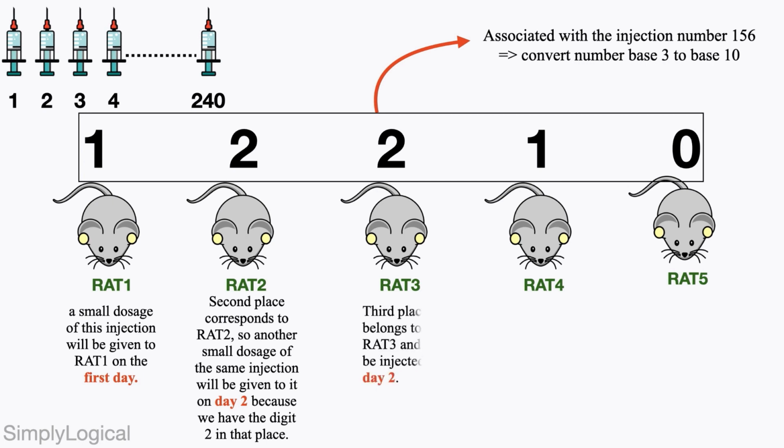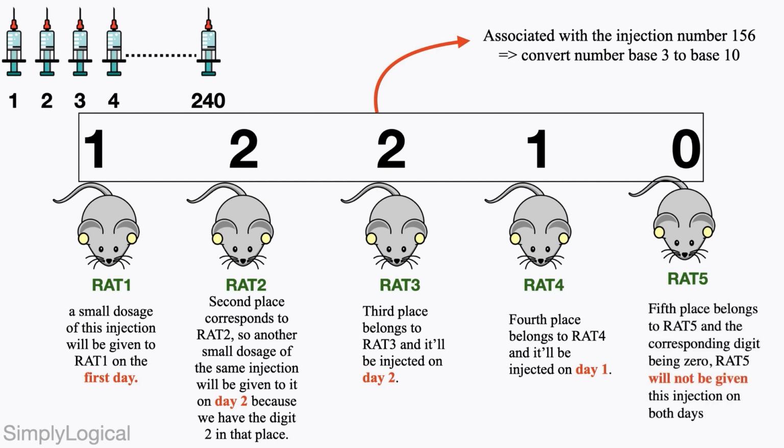Third place belongs to rat 3 and it will be injected on day 2. Fourth place belongs to rat 4 and it will be injected on day 1. Fifth place belongs to rat 5 and the corresponding digit being 0, rat 5 will not be given this injection on both days. Our rat 5 is so unlucky that it never gets to taste it.